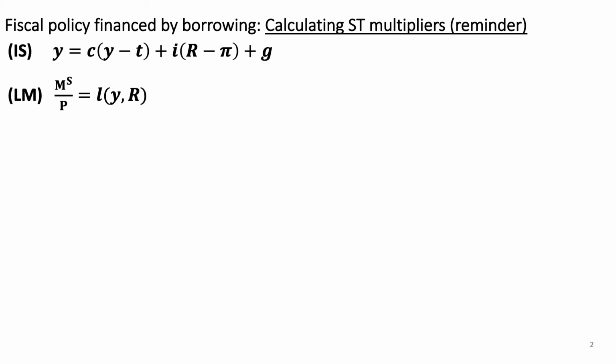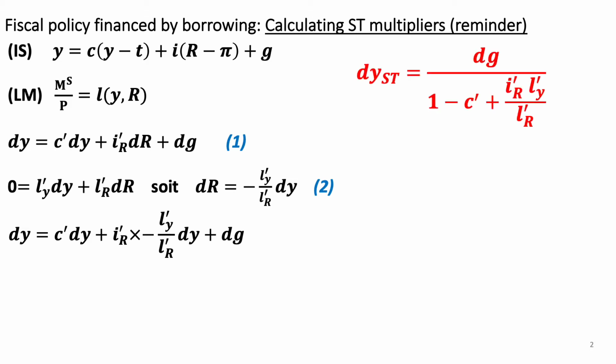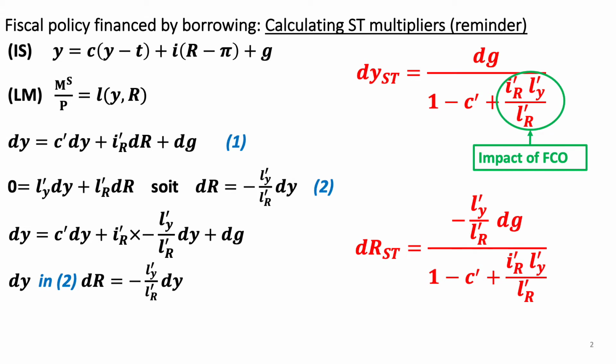We differentiate the equations IS and LM. We combine them by isolating dr or dy and reinserting the term in the other equation. And then we obtain dy and dr. Recall the crowding out effect that we can see here in the denominator of dy.